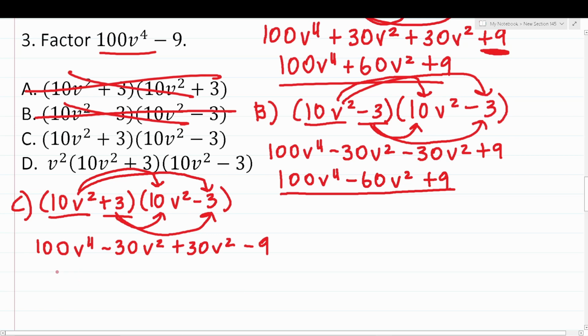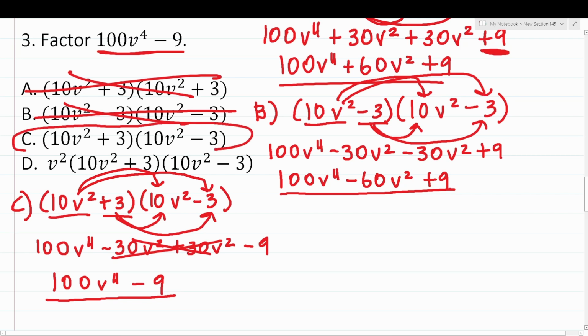All right, let's go ahead and simplify this. We have 100v to the fourth. Negative 30v squared plus 30v squared is 0. These two eliminate each other, so we're left with just minus 9 there. Does this match this? Well, we have 100v to the fourth, 100v to the fourth, minus 9, minus 9. And because those two match, I know that the factors of 100v to the fourth minus 9 are, in fact, 10v squared plus 3 times 10v squared minus 3.